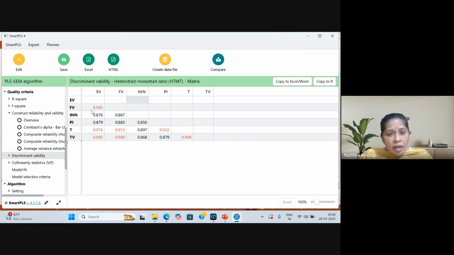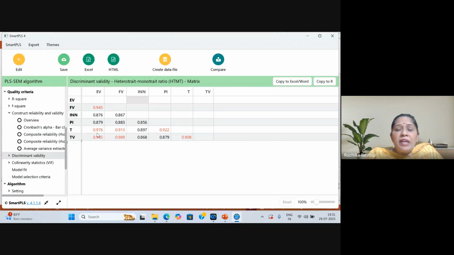Now, if you see this, what is happening here? 0.945 is more than 0.876. It's more than 0.879, but it is less than 0.976. That means this trust is having some issues. So I have to go and check my data again. I will see if there is any discrepancy in my data.